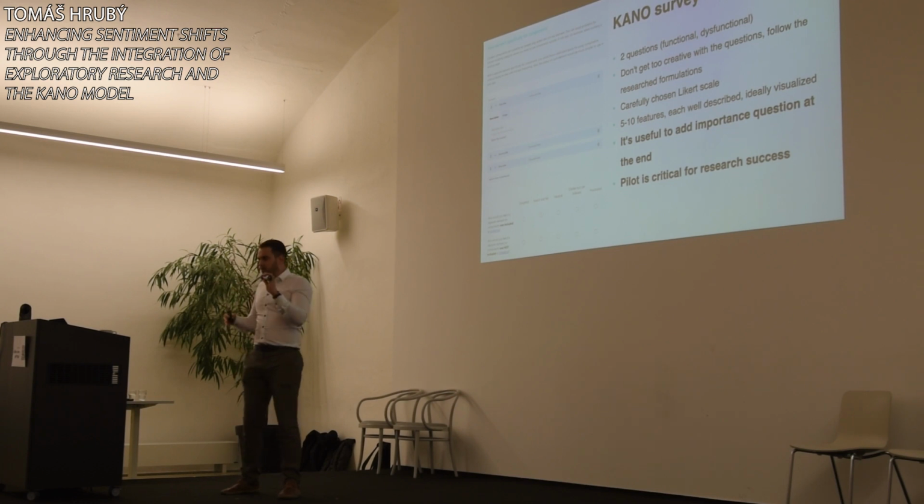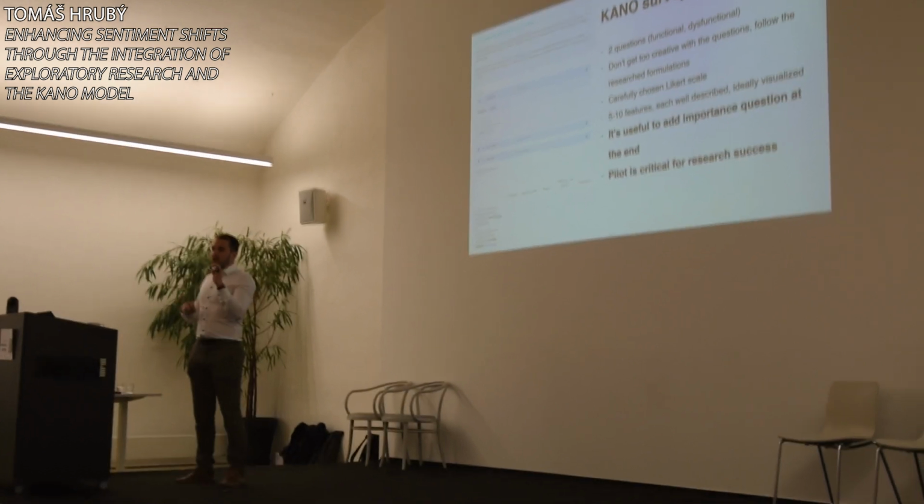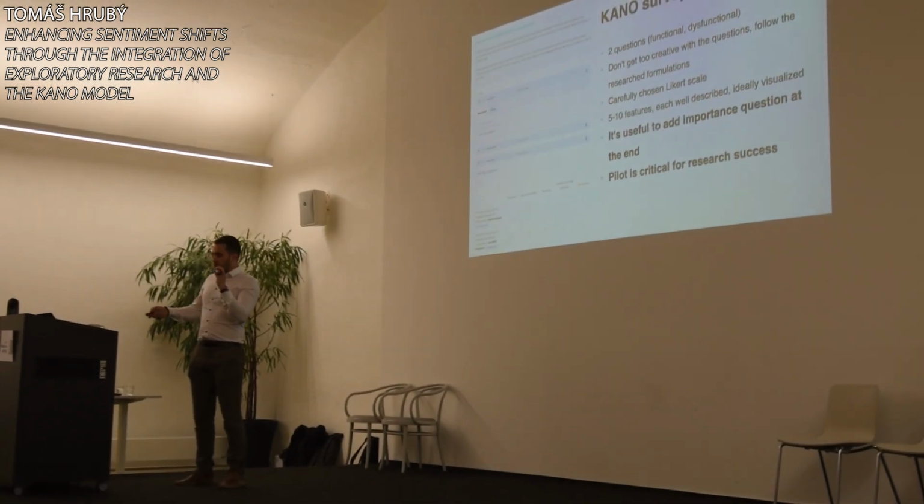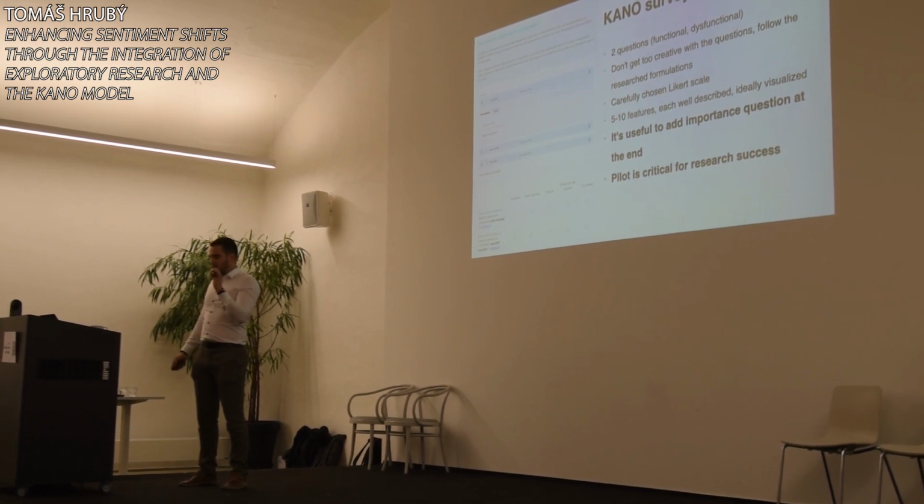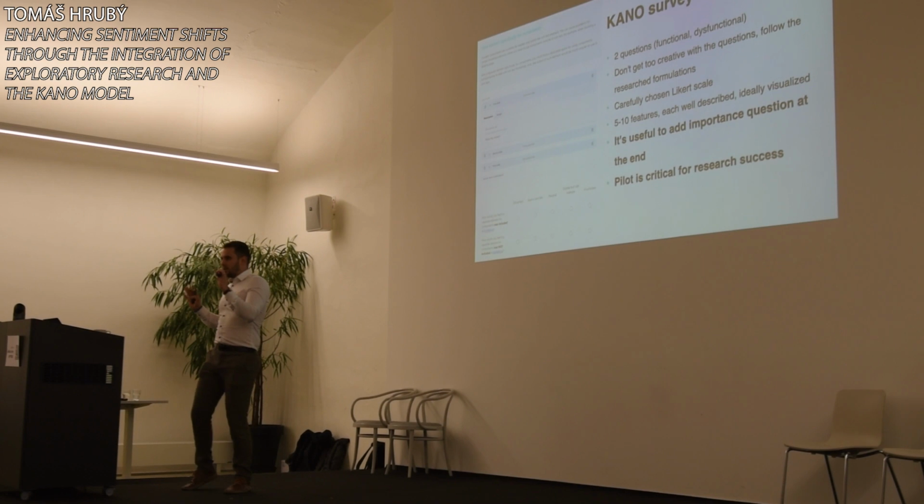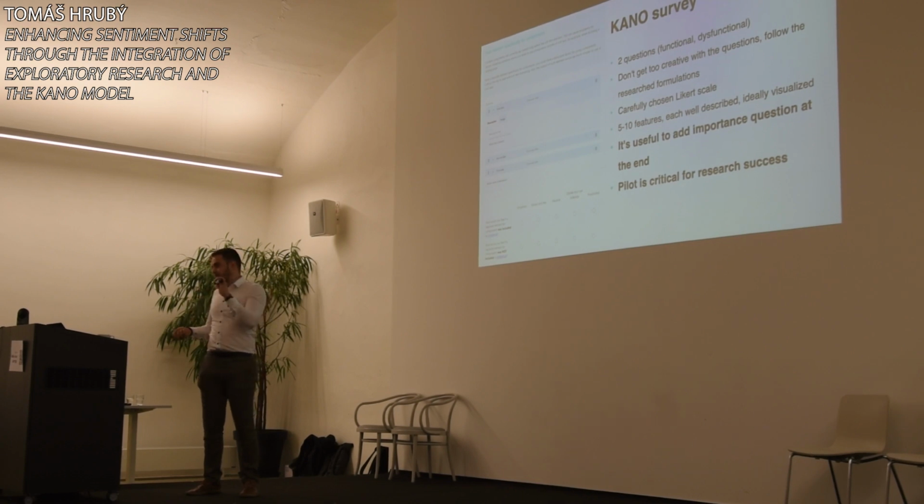I wanted to mention that there is a questionnaire with roughly 5 to 10 features. Each of the features is described ideally using a visual, but you will discover on the pilot how well it is perceived. And as a cherry on the top, you can add an additional question besides those 2 questions, called functional and dysfunctional, an importance question, to help you add an additional angle to the perception analysis.